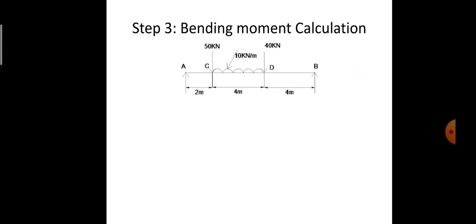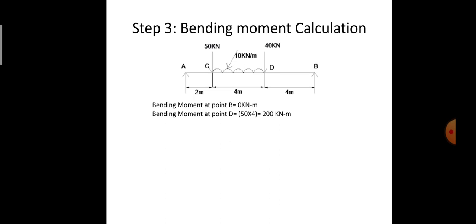Next is the bending moment calculation. First and foremost, before finding the bending moment, if there is a reference point, we only have to look at the previous points' loading condition, because moment is force into perpendicular distance with reference to the point. So we start from point B. Previous to point B there is no other point acting, so the bending moment at point B is taken as 0.